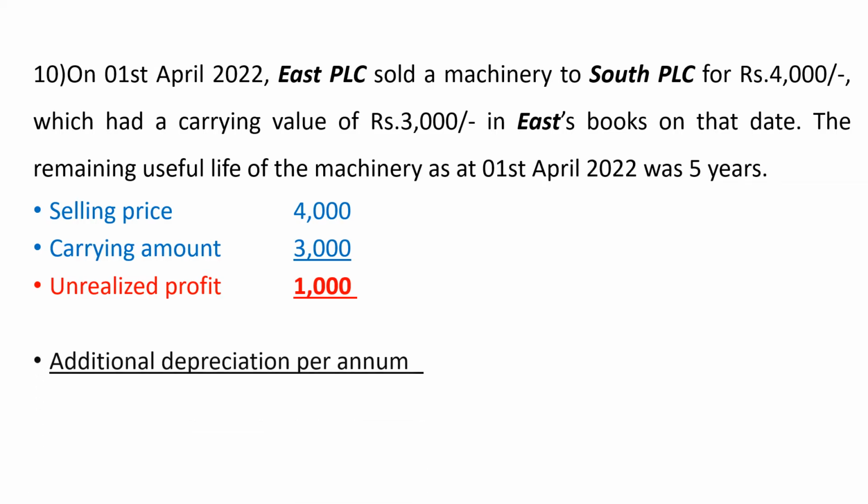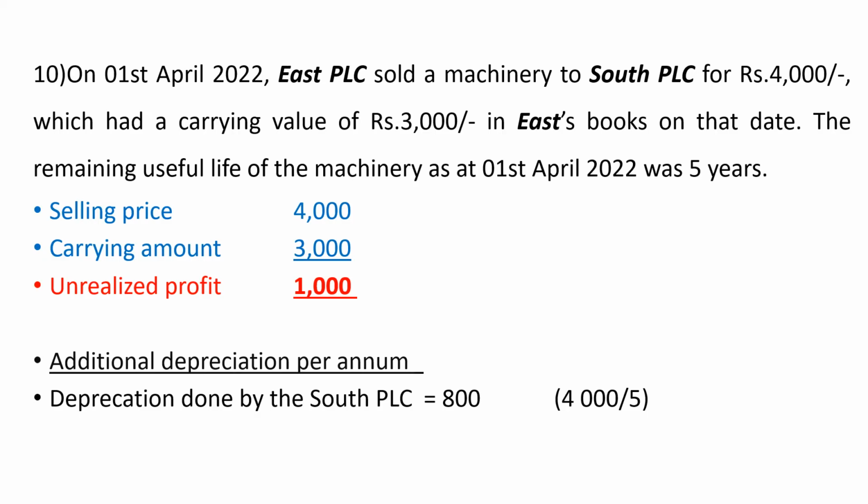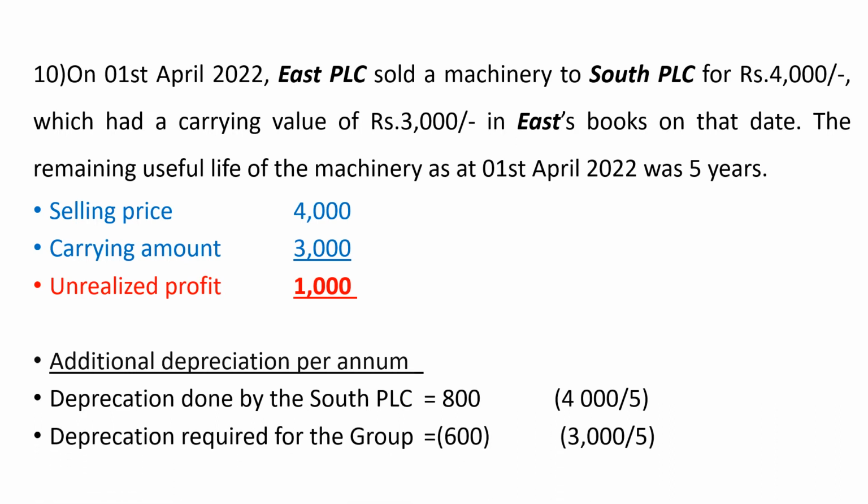Then we have to calculate the additional depreciation. So depreciation done by South, the parent, is 800. Actually, the depreciation required for the group is 600, that is the normal carrying value divided by 5. So the over depreciation is 200. Let's see how we are going to record it in the financial statement.